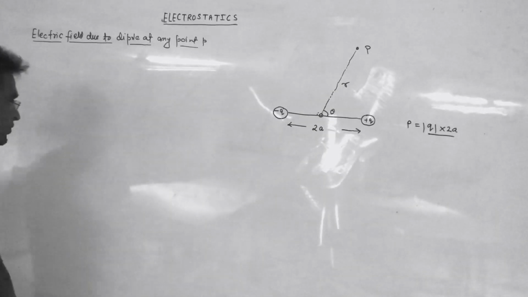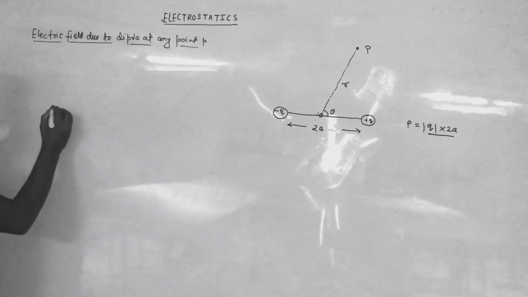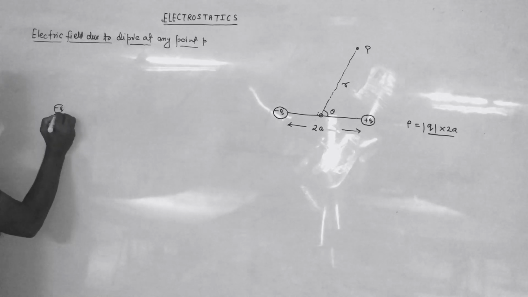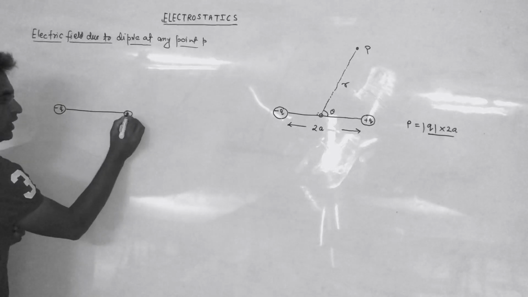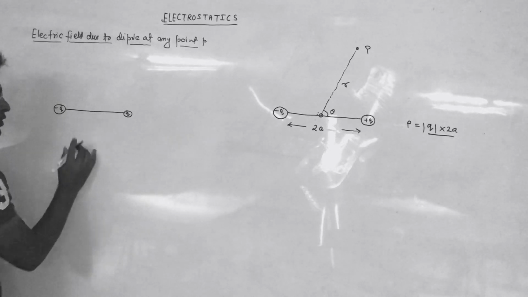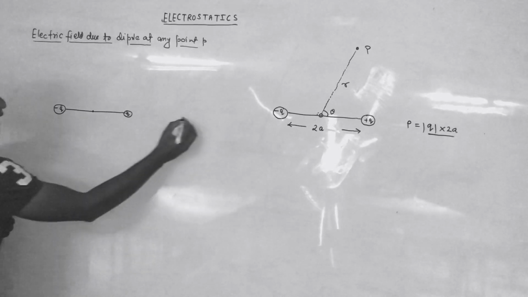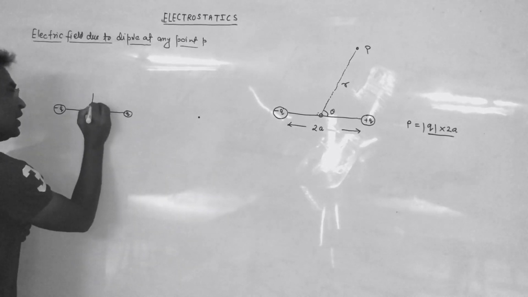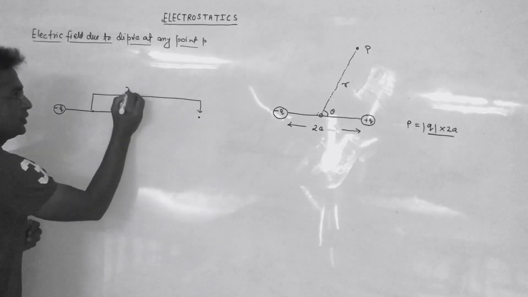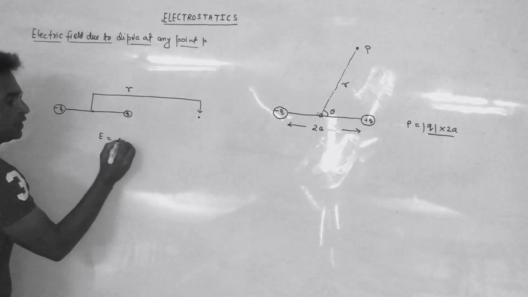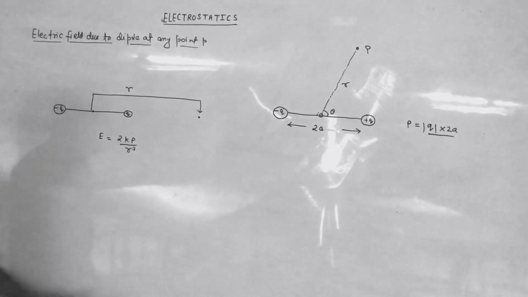So for this, guys, what do we have to do? We already know the electric field due to a dipole on the axial line. If this is one dipole, and I need to find the electric field on the axial line, at this point at distance r, we have already done this derivation. At distance r, the electric field due to this dipole is E equal to 2kp divided by r cube. This is for the axial line.